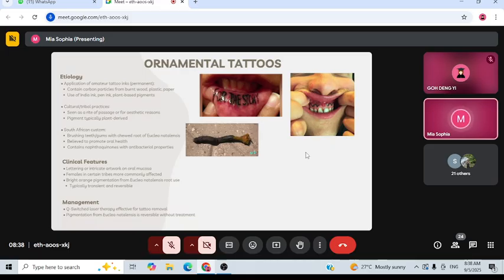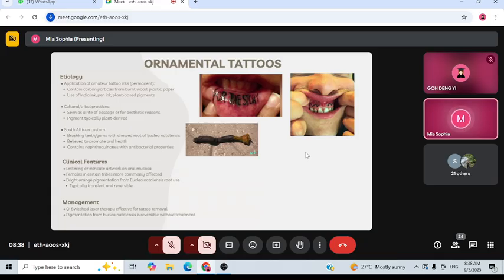Clinically, you might see actual lettering or intricate artwork tattooed onto the oral mucosa. Bright orange pigmentation, particularly from the Euclea natalensis, is also characteristic. These pigmentations are typically more common in women from certain tribes, and in most cases, they are transient and reversible.